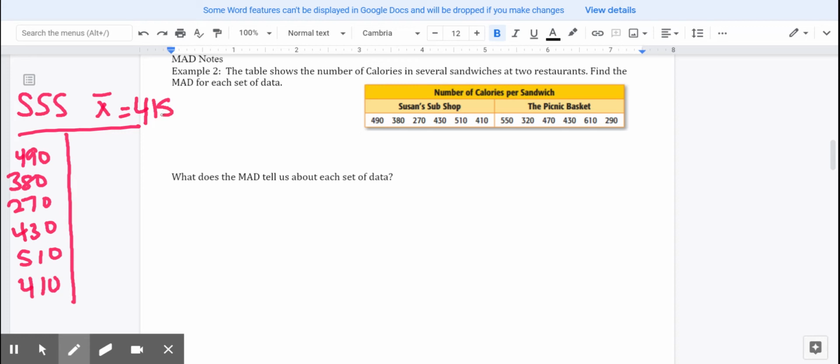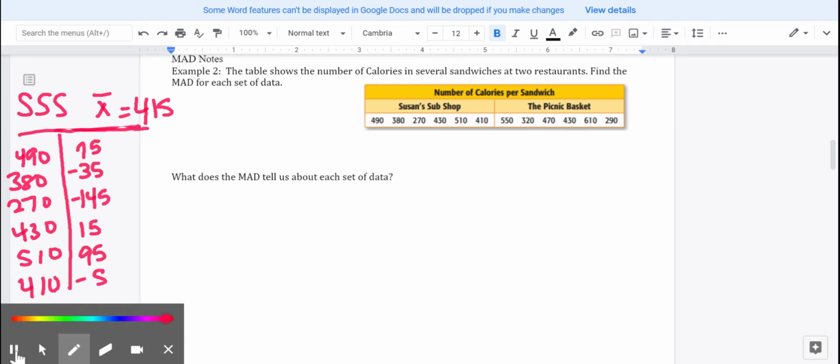So the second step is to come and subtract: 490 minus 415, 380 minus 415, 270 minus 415, 430 minus 415, 510 minus 415, 410 minus 415. We're going to put those values in this second column that we're going to create. So pause the video and do those calculations. Okay, once you subtracted, you should have gotten these values.